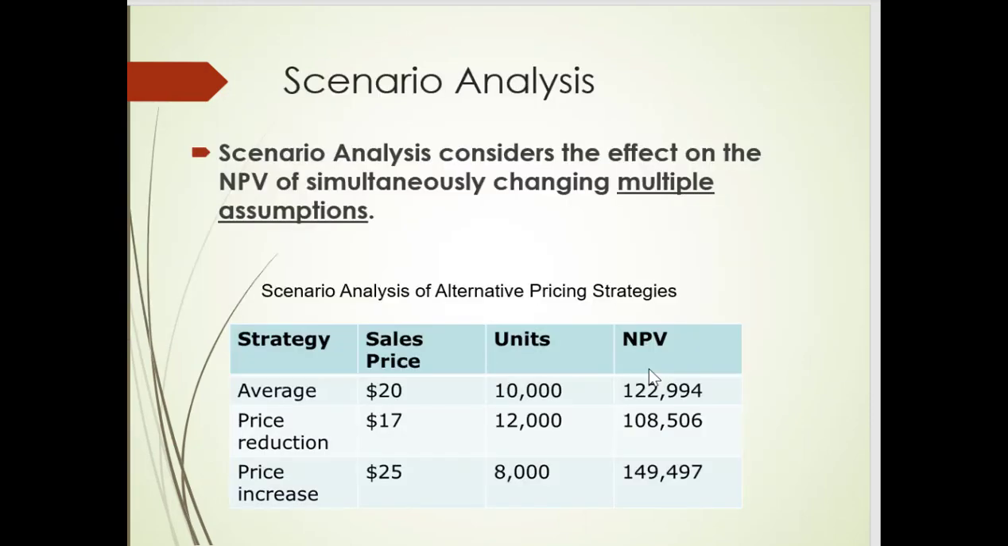Scenario analysis is where we're going to look at several things, right? It considers the effect on net present value by simultaneously changing multiple assumptions. So what if we change sales price and units? How does that affect net present value? Again, we end up with a range of net present values when we look at how sales units change. So this is, again, a range, if you will, of net present values.